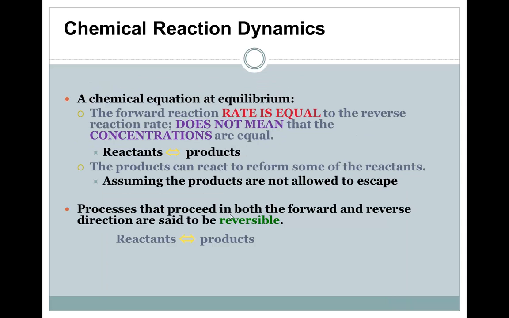In a chemical equation at equilibrium, the forward reaction rate is equal to the reverse reaction rate. It does not mean that those concentrations are equal. We've said that several times now. Reactants going to the products are the same as the products going back to the reactants. The products can react to reform some of the reactants, assuming the products are not allowed to escape. Processes that proceed in both the forward and reverse direction are said to be reversible. So in other words, if they're able to go back and forth, they're reversible.